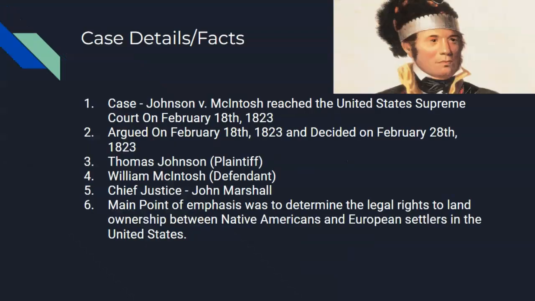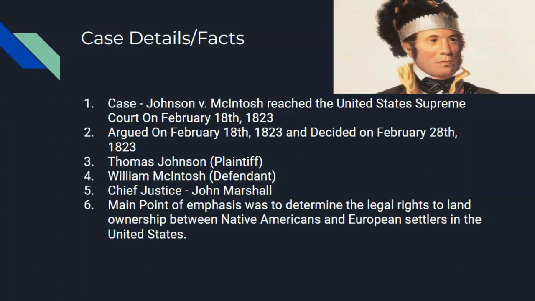So, these are the case details and facts. Case name is Johnson versus McIntosh. This reached the United States Supreme Court on February 18th, 1823. This case was argued from February 18th till February 28th, 1823 when it was decided.